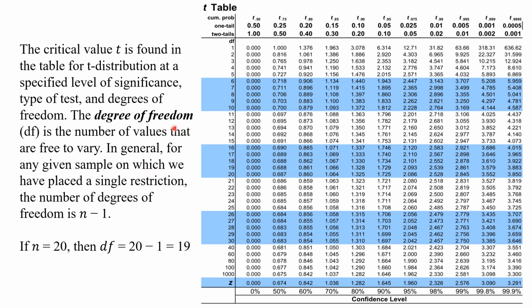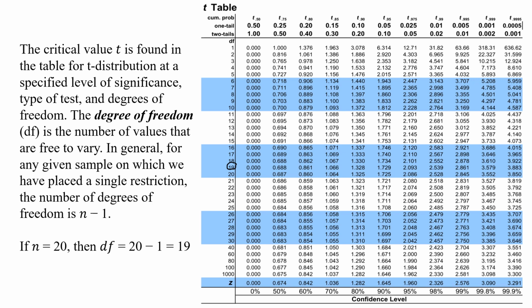Okay, so ano ba yung degree of freedom? It is the number of values that are free to vary. In general, for any given sample on which we have placed a single restriction, the number of degrees of freedom is n minus 1. So, yung n, that is the sample size. Okay, so for example, yung sample size natin is 20. So, yung ating degree of freedom is 20 minus 1, that is 19. Okay, so dun sa table, hanapin mo lang din si 19. Then, yung nasa row niya na yan, yan yung mga critical values.